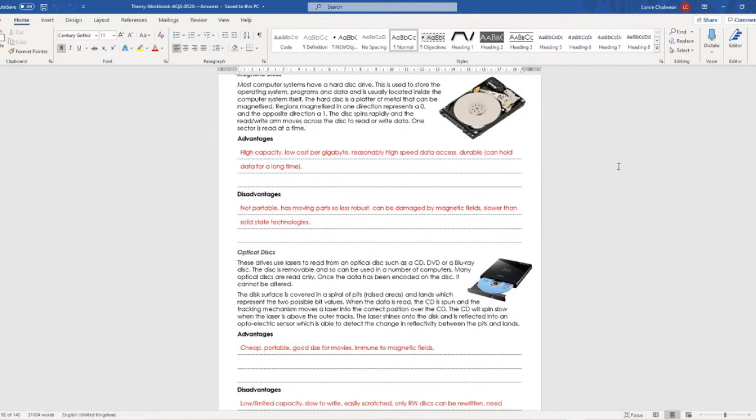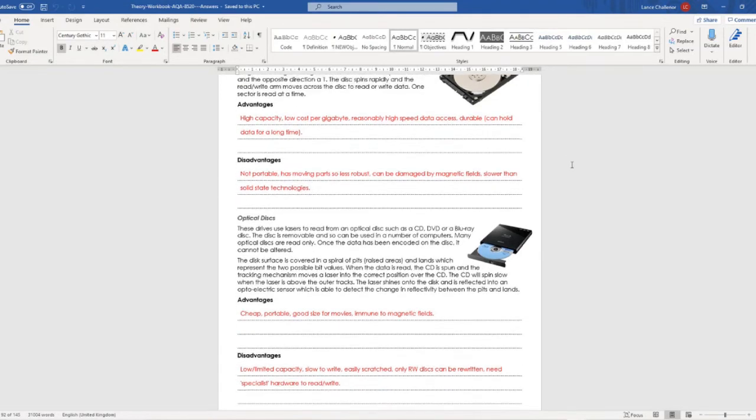However, they're not portable. They have moving parts, so this disk spins. There's an arm that moves across the disk to read the data. So they'd be damaged if you dropped a computer while it was reading or writing. You would damage the hard drive. And they can also be damaged by magnetic fields because they are magnetic. So if you've got a strong magnet, like you would have in a big speaker, and put it near your hard disks, you could demagnetize parts of it, which means you'd lose all your data.